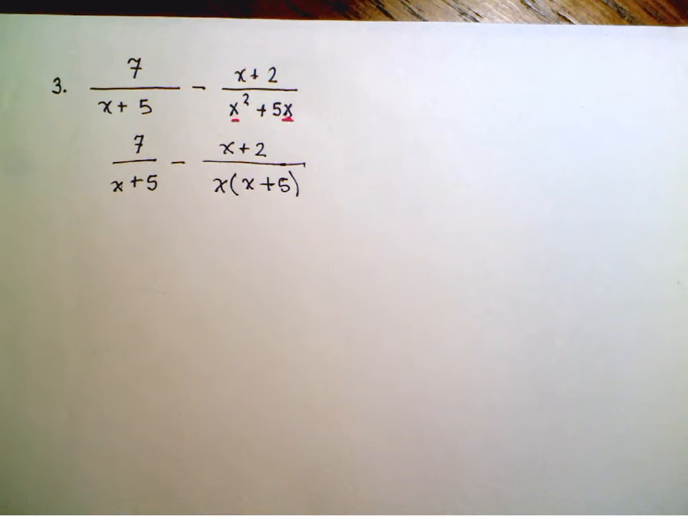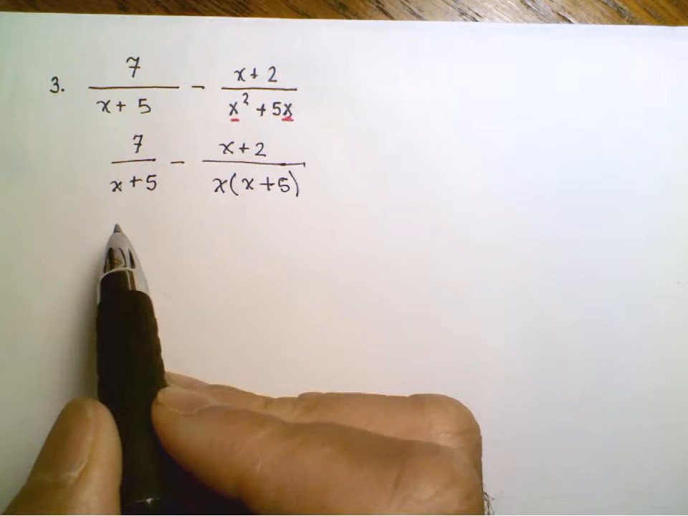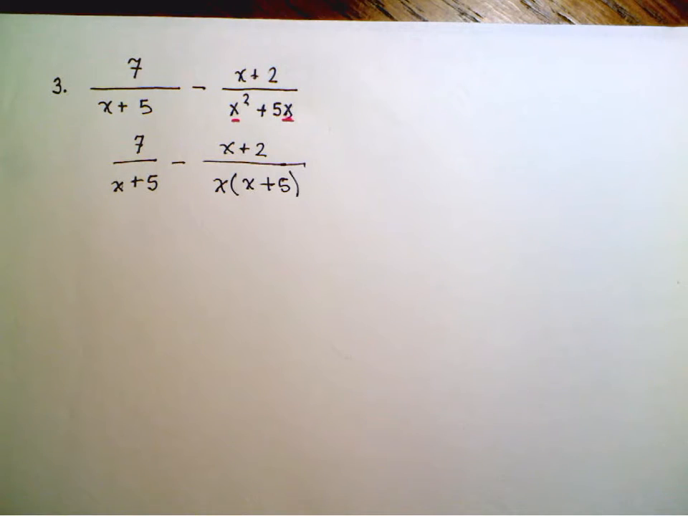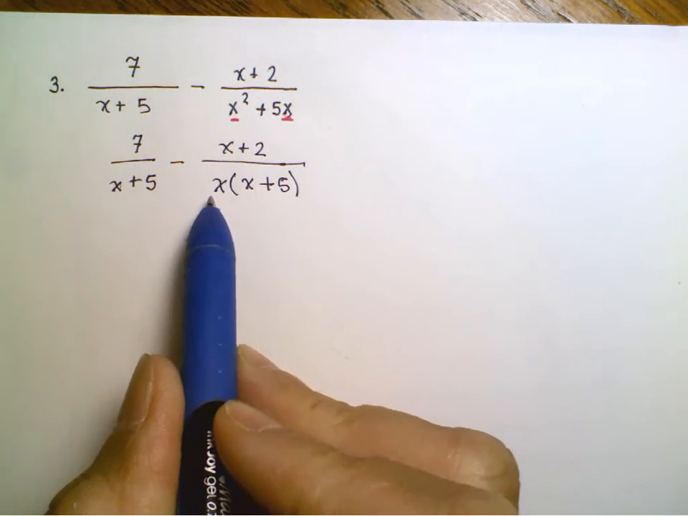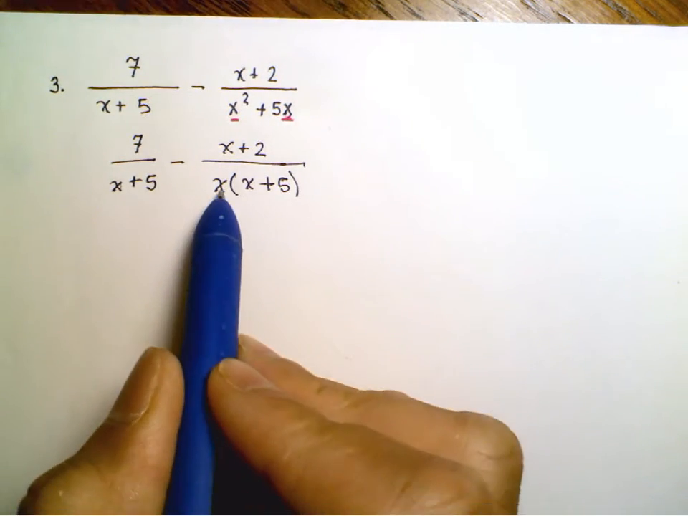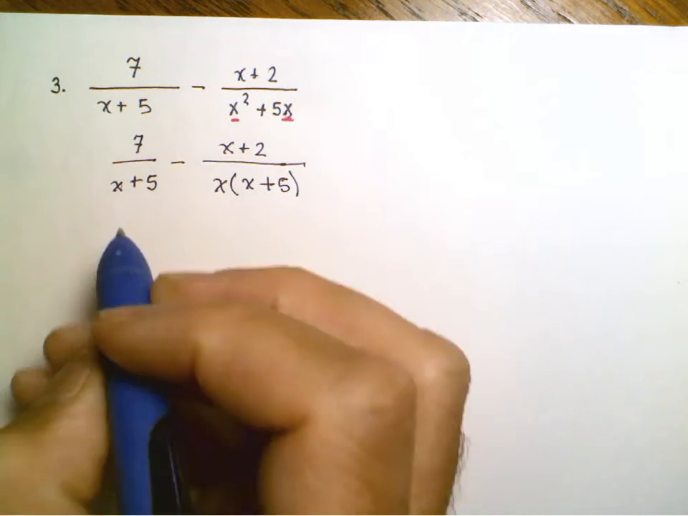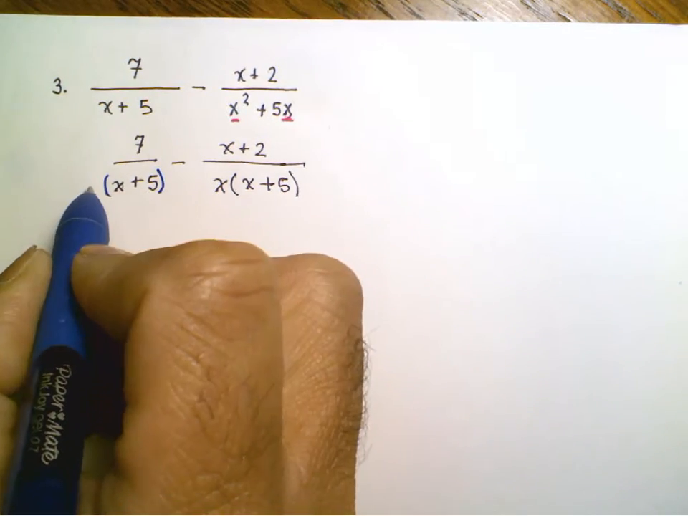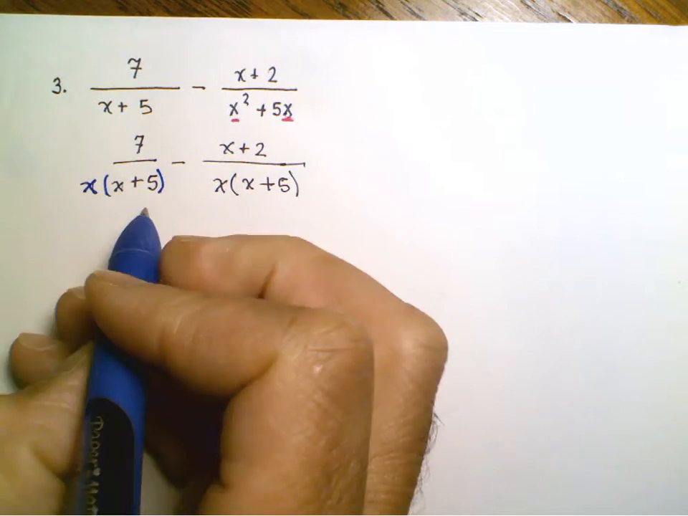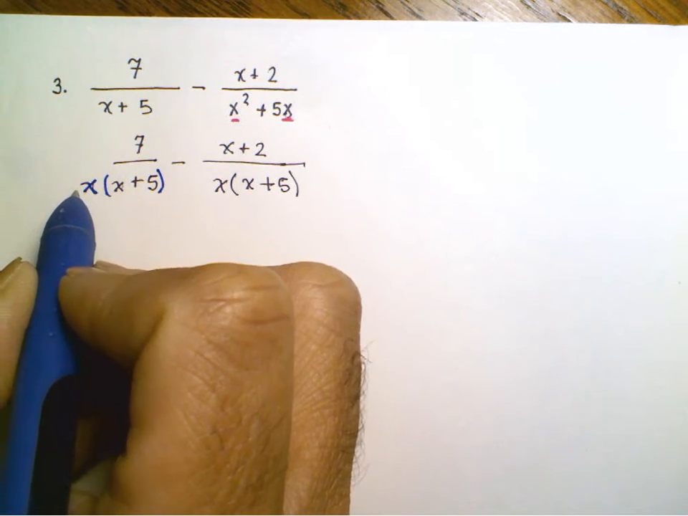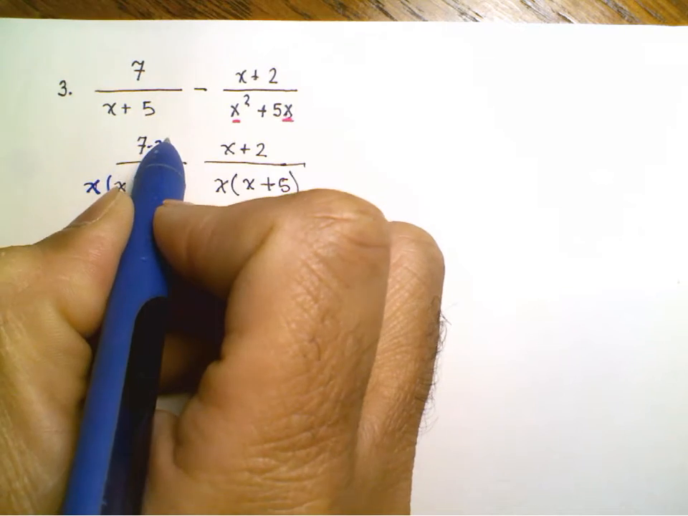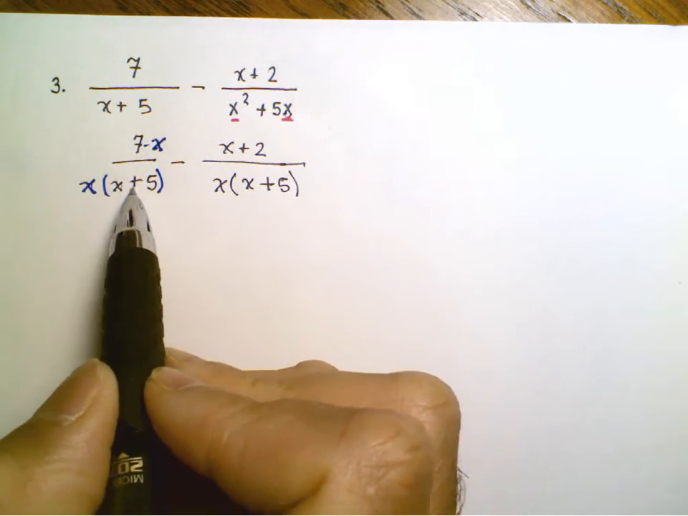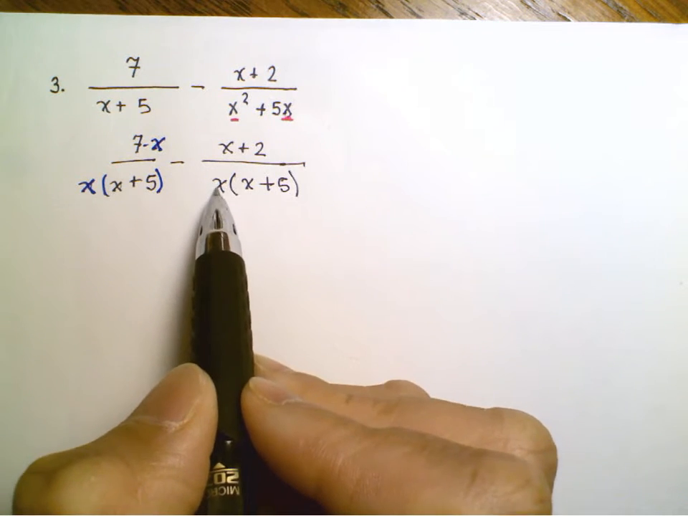And now what we're going to do is take a look at my denominators. What we want is to have the same denominator. So I have x plus 5, and here I have x plus 5. So what are we missing? On this side, we're missing x. So I'm going to add it, x. But if I do it in the denominator, I have to do it in the numerator. So I have 7x over x plus 5 minus x plus 2, x plus 5.